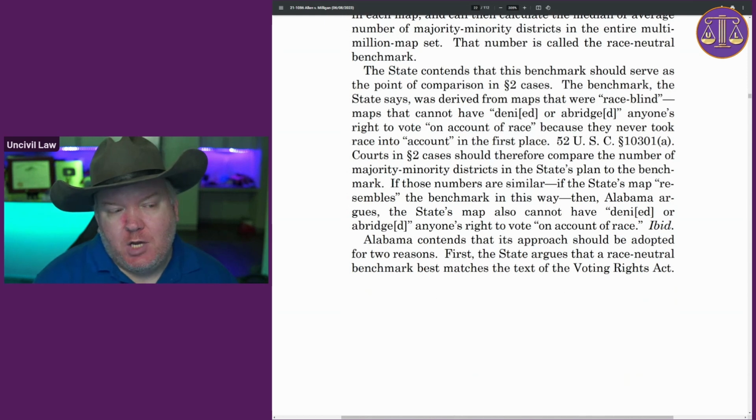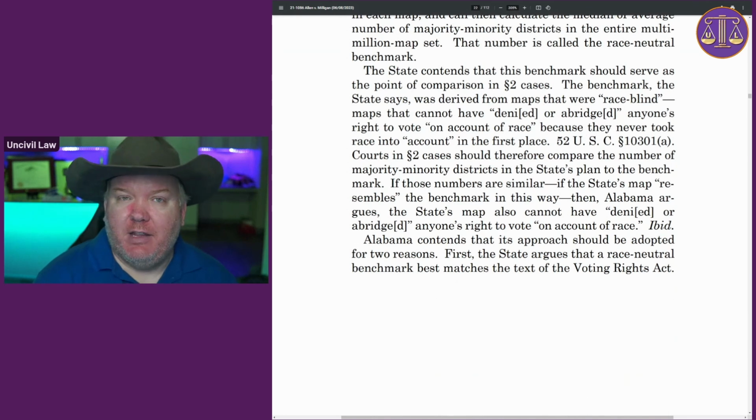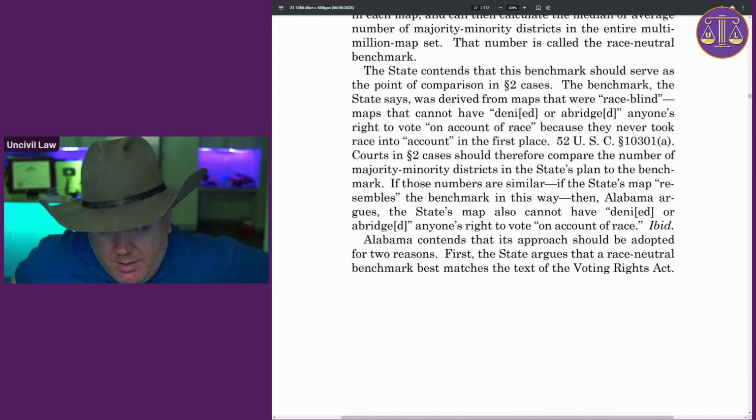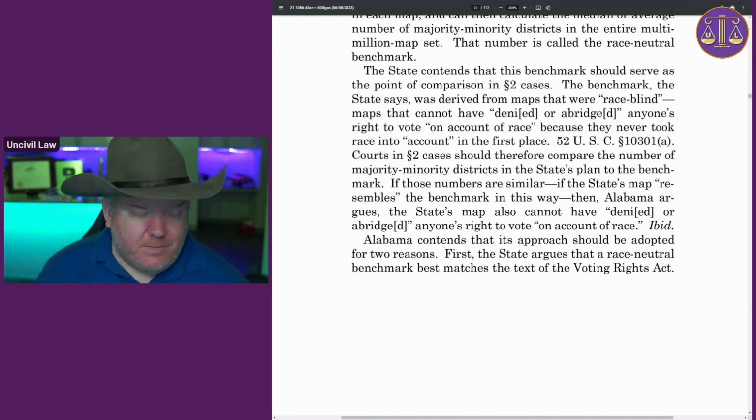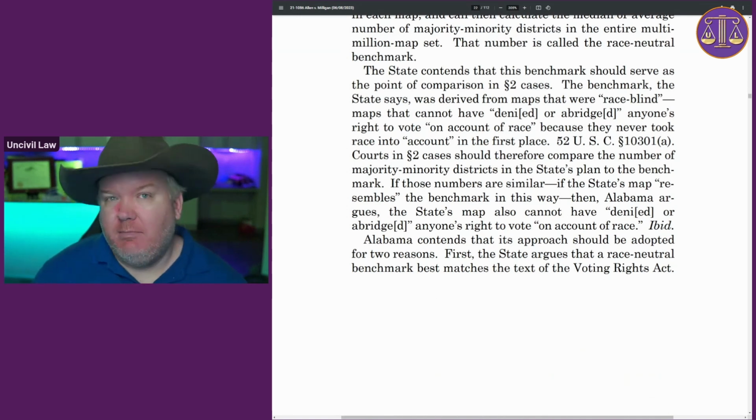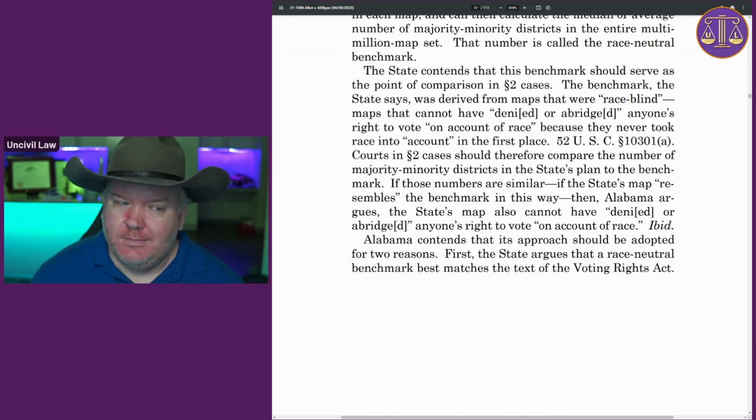So we want to use a computer to create millions of different possible maps and then look at basically the average of all the created maps and how many majority-minority districts are created by the computer. And whatever that number is, that's the race-neutral number. And so if the map that we draw has the same number as the average, then we can't be racist, because the computer isn't racist. Okay, I'm not sure about that argument. I'm going to let that sit and ponder for a minute as I continue reading.